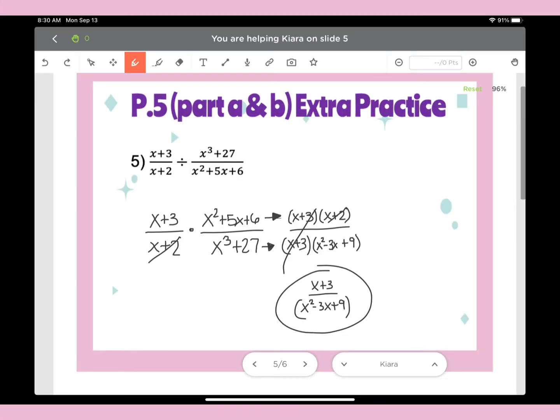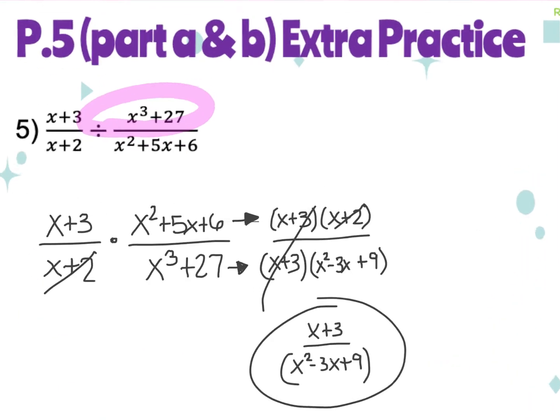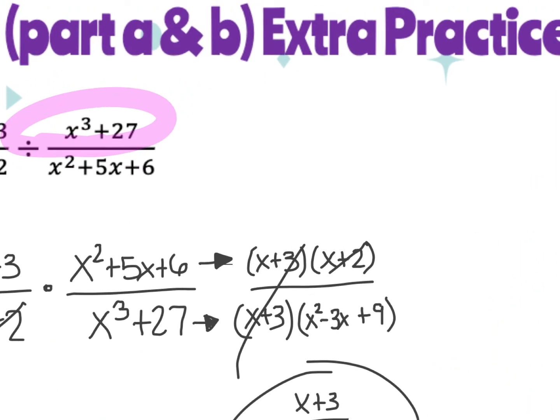All right, 5 is your first division one. You've got to keep, change, flip. You can either factor, then keep, change, flip, or keep, change, flip, and then factor. The order doesn't matter there. X plus 3 and x plus 2 don't factor, but once you flip it, the top is the perfect cube, okay? So I'm going to review the perfect cubes again real fast. First of all, they have to both be perfect cubes, which means the exponent on the variable has to be divisible by 3, which it is.